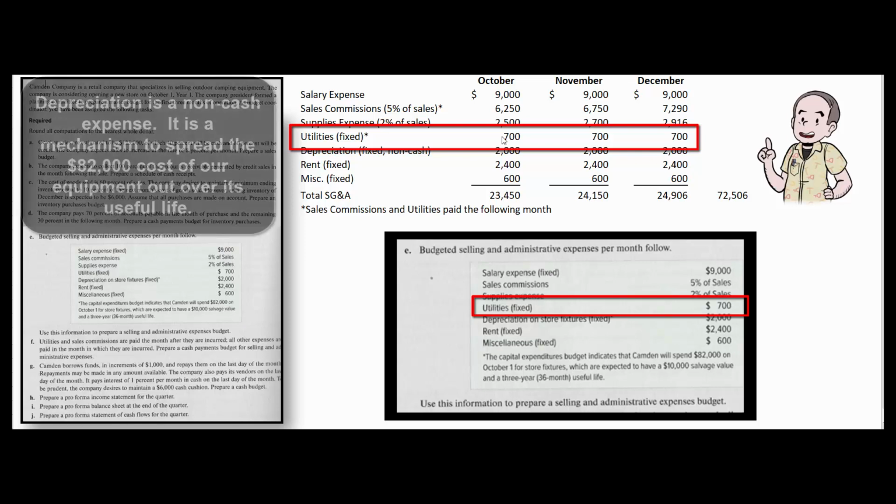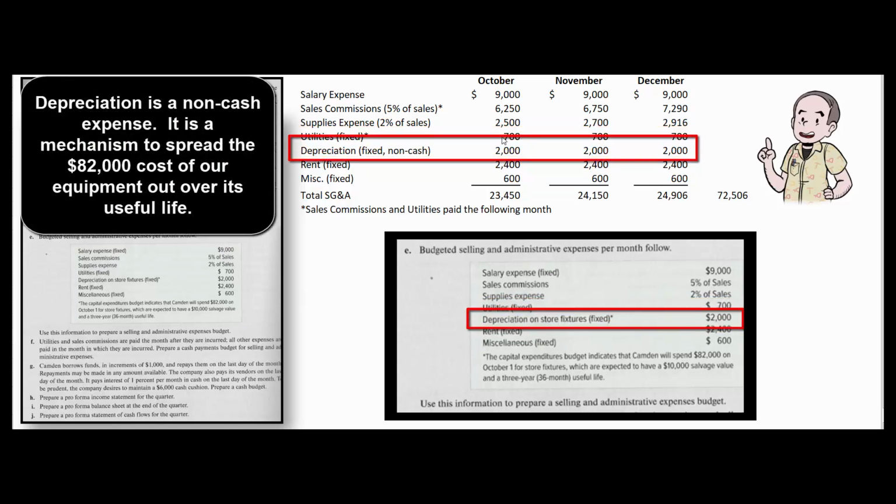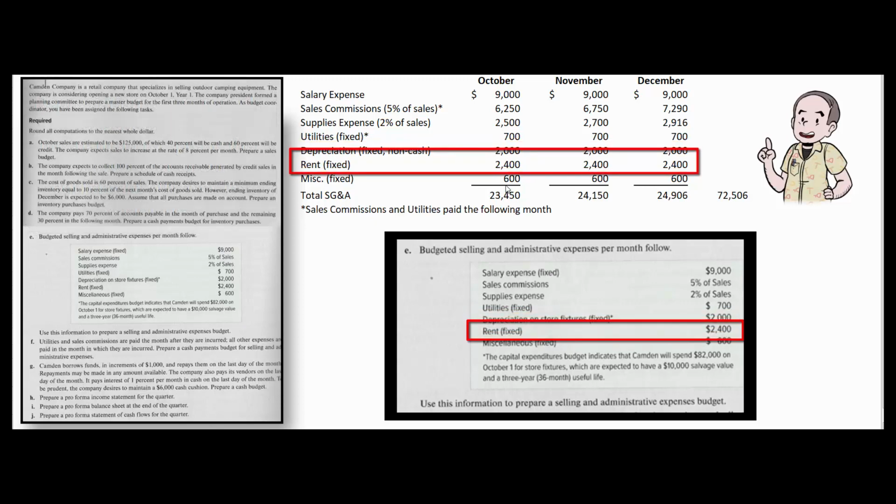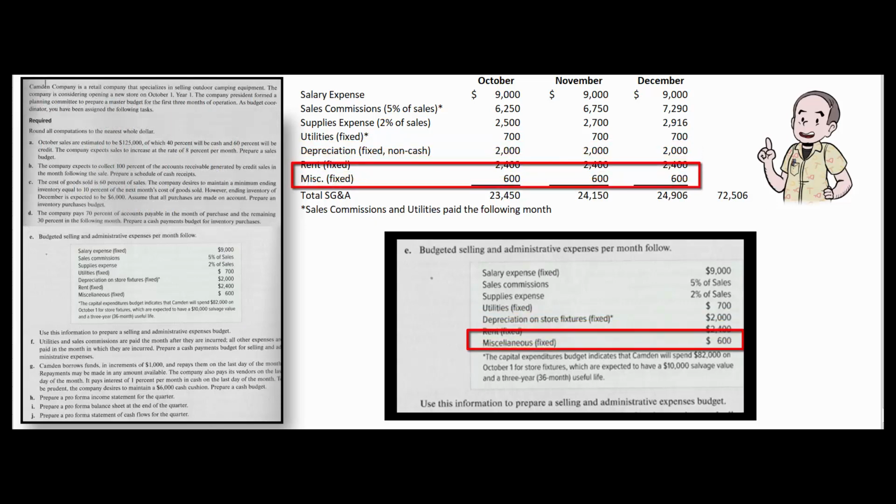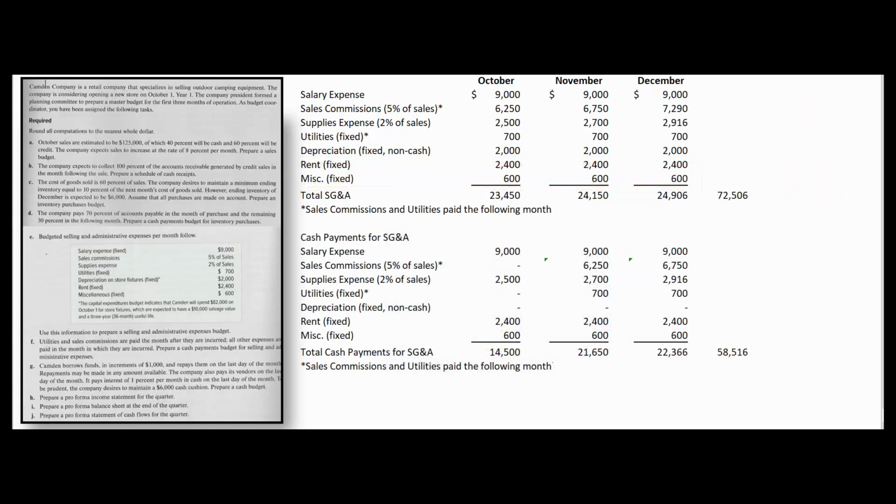Remember, depreciation is a non-cash expense. We spent $82,000 in this problem on store fixtures and equipment. That cash got spent up front. The depreciation is the non-cash way to spread that $82,000 out over the estimated useful life of the equipment. We've got some fixed rent and some fixed miscellaneous costs, and that's really all there is to the SG&A budget.